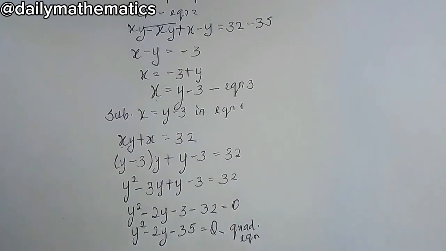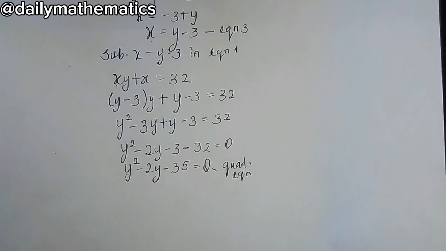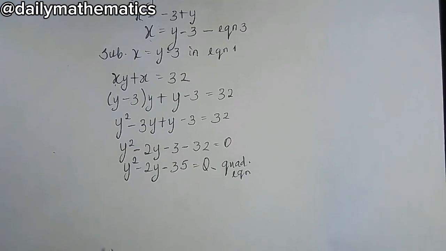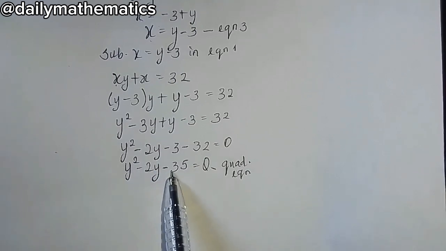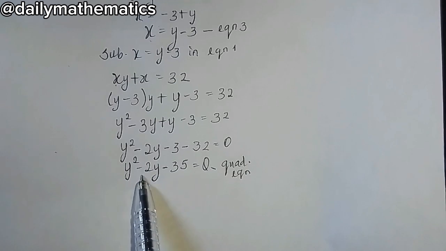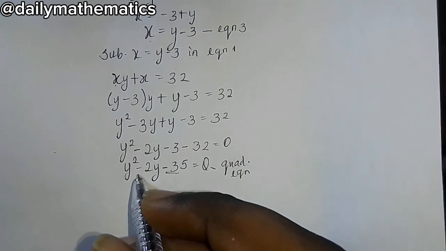And what do you do in a quadratic equation? We find the roots of the equation. And how do we find the roots of the equation? We can use our quadratic formula method, or we can find two factors of minus 35 that when we add them, they will give us minus 2. When we find two factors of minus 35, we'll add them together for it to give us minus 2.